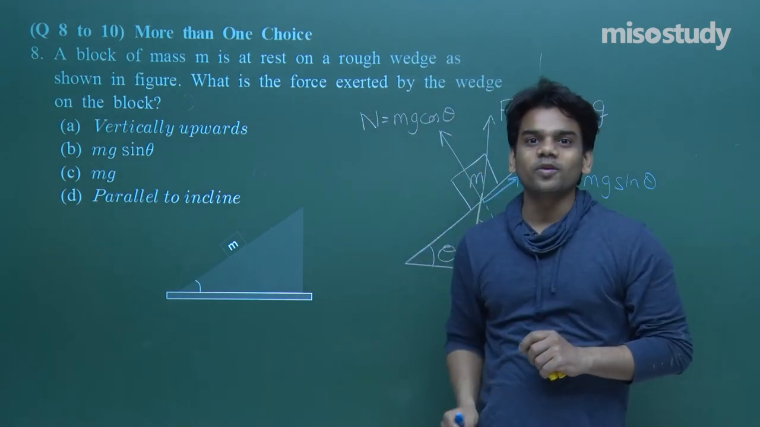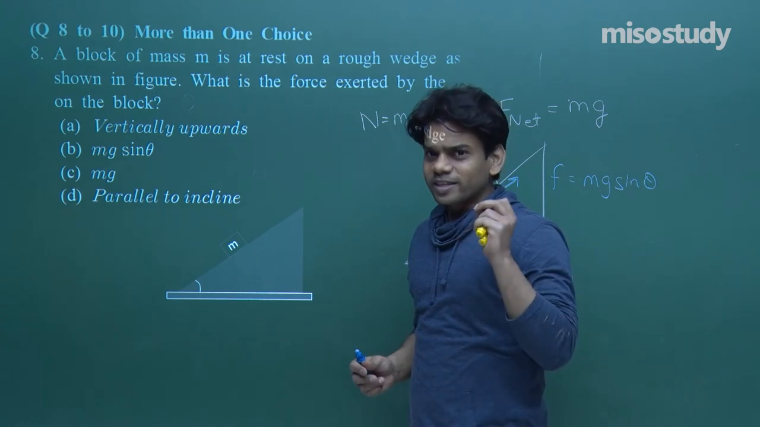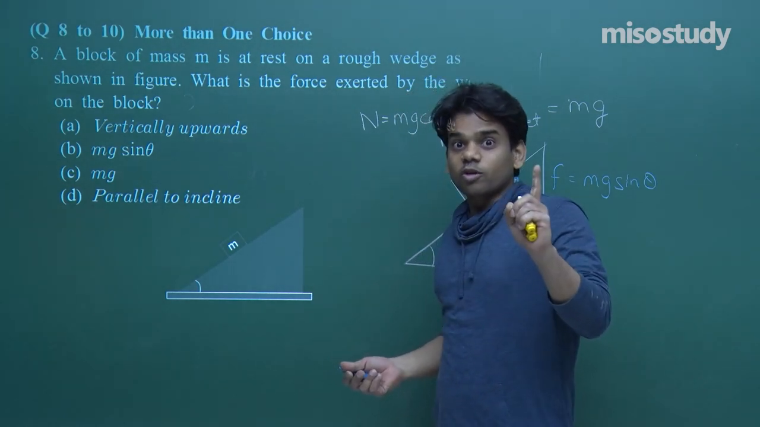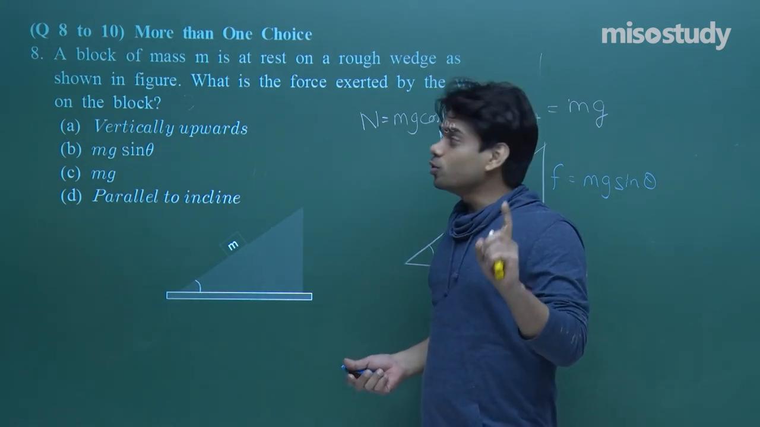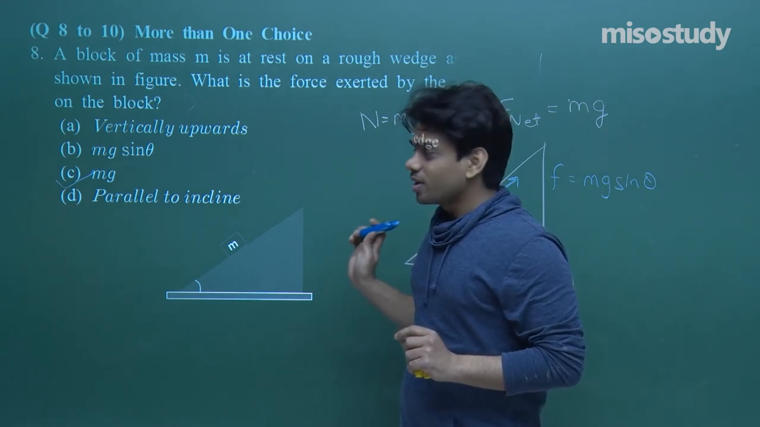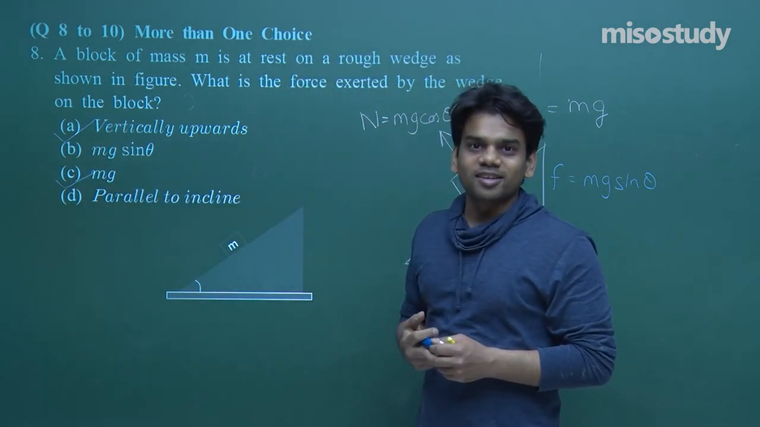This is the beauty of this question that you need to see. It's a simple question. It may seem like that as I solve it, but in the examination, you may think, why not give a normal reaction? That would be mg cos theta. That is where people get confused. Don't get confused. The answer is mg. Not mg sine theta or mg cos theta, mg, and it's acting vertically upward. So A and C are the right answer.